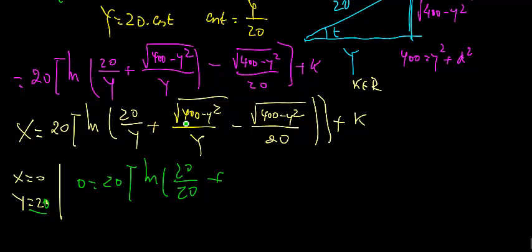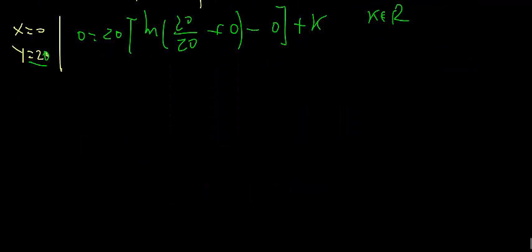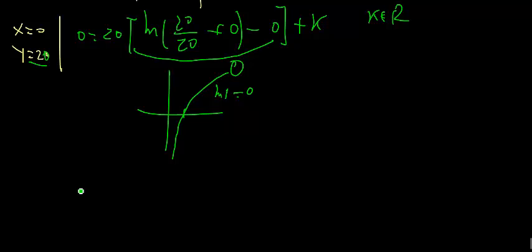square root of 400 minus y squared, 20 squared is 400, 400 minus 400 is 0, square root of 0 is 0, 0 over 20 is 0, okay, minus here it is 0, of course, simple to understand, plus a certain constant which belongs to the set of the reals. But the logarithm of 1, 20 over 20 is 1, the logarithm of 1 is 0, so I have 20 times 0, which is 0. So this constant k is equal to 0.